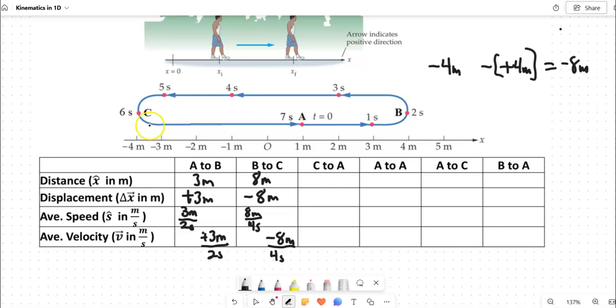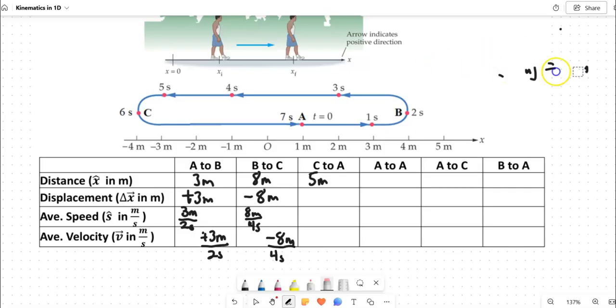Okay, so starting out at C, you're at the negative 4 meter mark, and then you went 1, 2, 3, 4, 5 steps to the right. So this is going to be a 5 meter displacement. And just like the other ones, let me erase this.